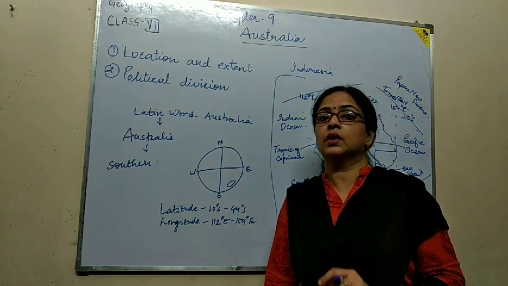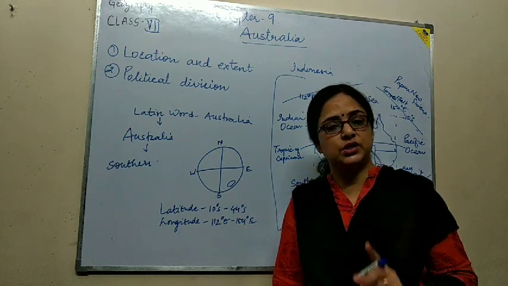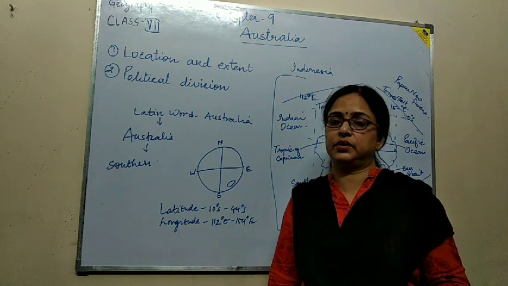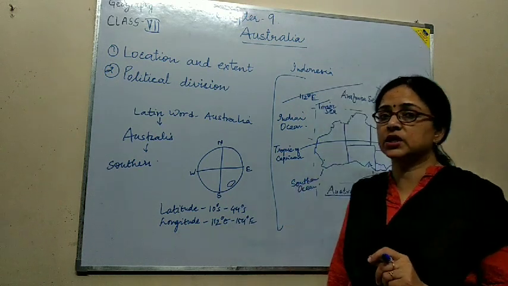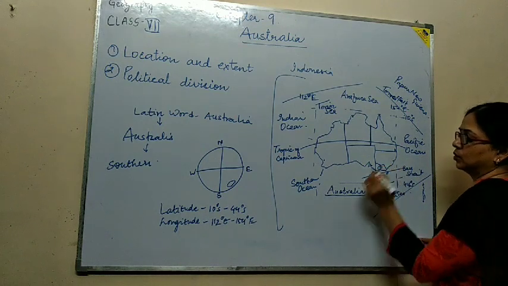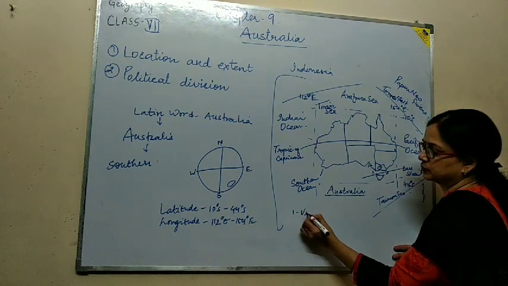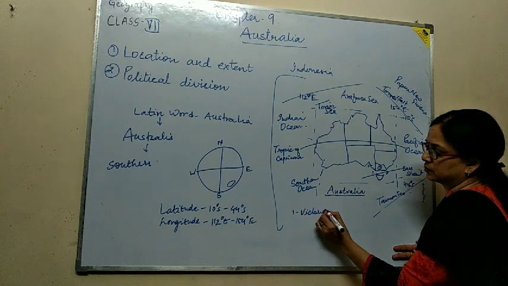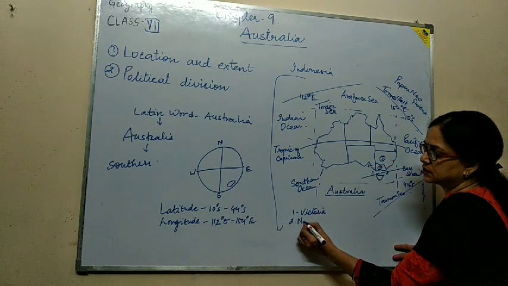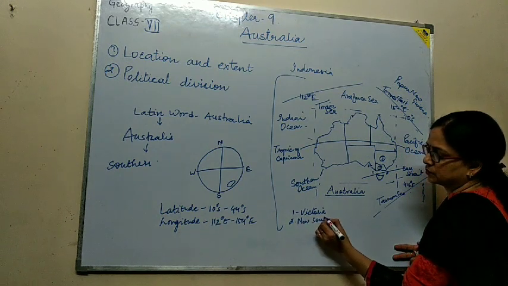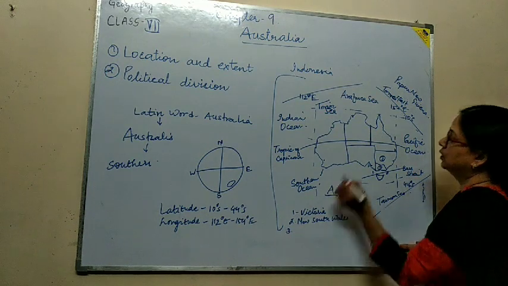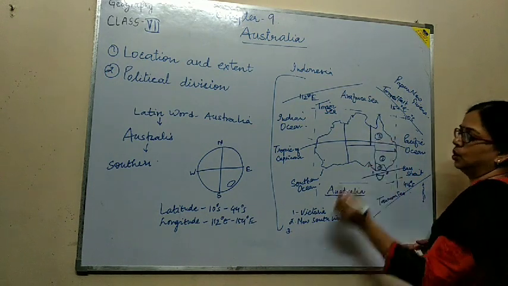Now, when we talk about the political division, Australia is the only continent which is also a country. It is a country which is divided into 6 states and 2 union territories. Which are the 6 states? First one is Victoria. Second, New South Wales. Third, Queensland.